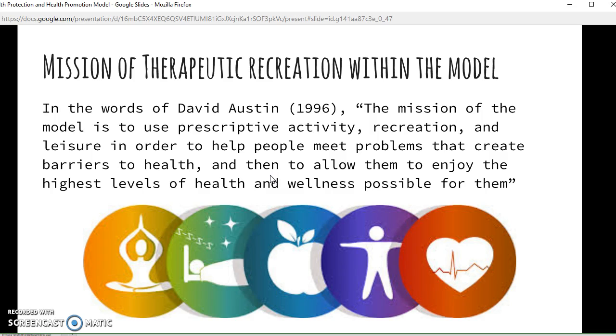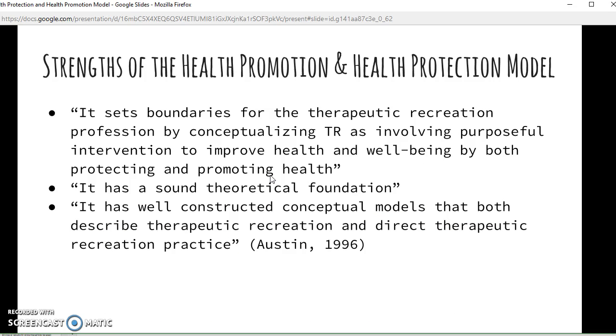So the mission of this model, in the words of David Austin, he says, the mission of the model is to use prescriptive activity, recreation, and leisure in order to help people meet problems that create barriers to health, and then to allow them to enjoy the highest levels of health and wellness possible for them. And that's a pretty bold mission, but it is something that can be done.